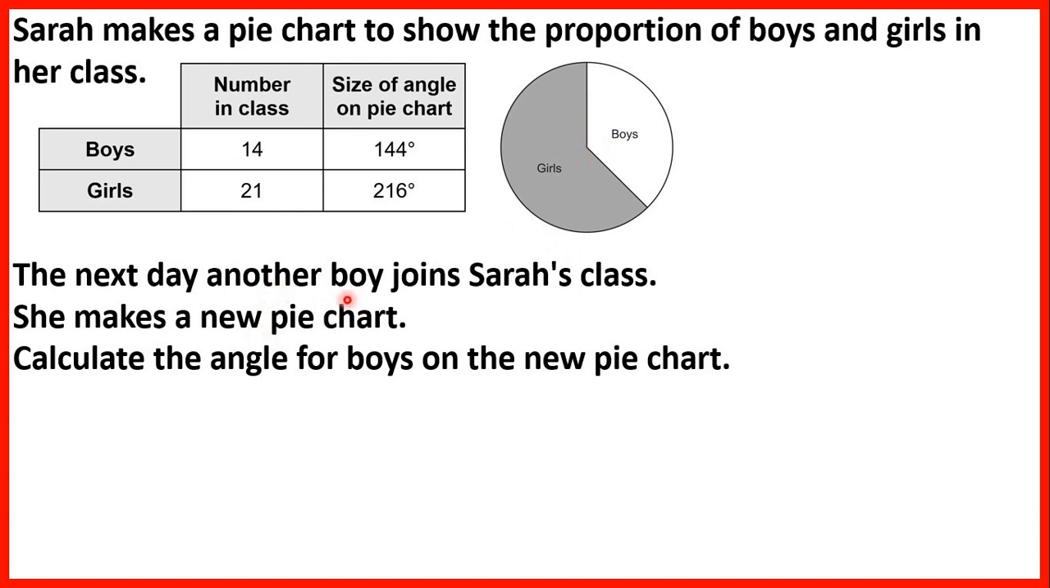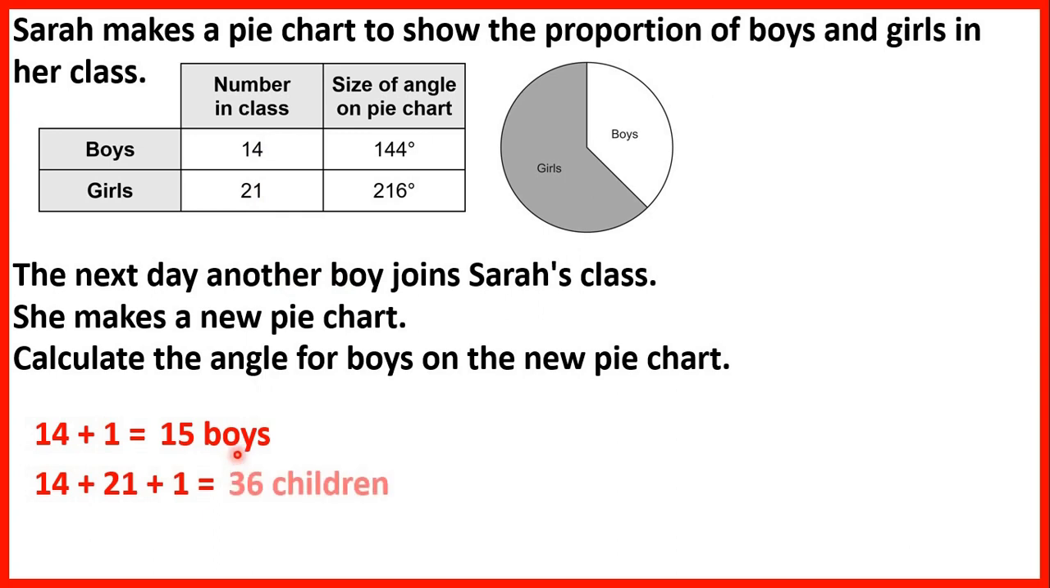So because another boy has joined Sarah's class, there are now 15 boys, and the denominator of a fraction will be how many children there are altogether. So there are 14 plus 21 plus the extra boy, so that's 36 children. So as a fraction, 15 over 36 are boys. But for angles on a pie chart, we need 360 degrees, so we need a denominator of 360.